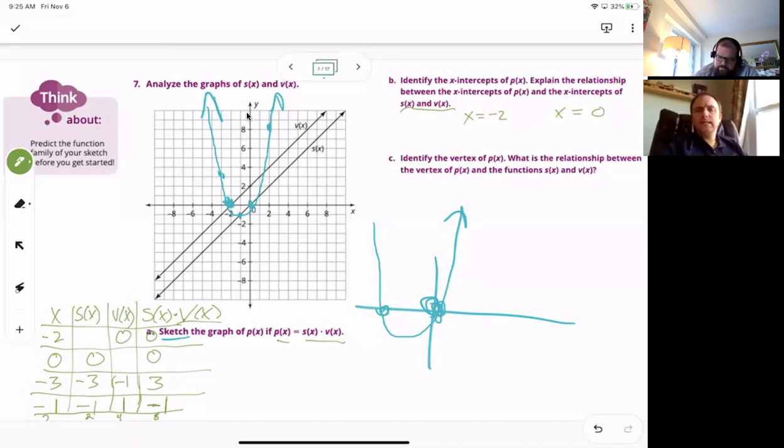Then it says identify the vertex. Well, if we've found the x-intercepts, the vertex has to be in between those x-intercepts because this is a parabola. They're symmetric. And we actually found it. It was -1, -1, because that's halfway in between -2 and 0. So the vertex is -1, -1. I like it.